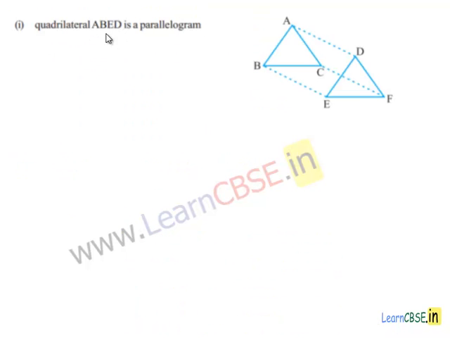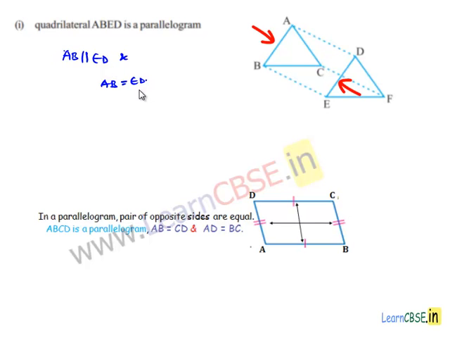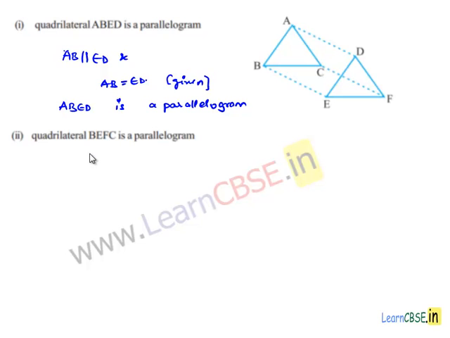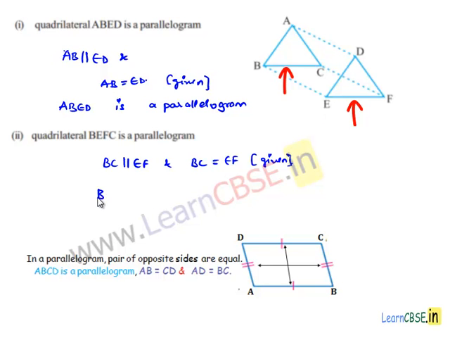In the first thing, he asked us to prove that quadrilateral ABED is a parallelogram. In order to prove this, let us consider the quadrilateral ABED. In this, he has given that AB is parallel to ED and also AB is equal to ED. Since the opposite sides are parallel and equal, we can say the given quadrilateral ABED is a parallelogram. In the second thing, he asked us to prove that quadrilateral BEFC is a parallelogram. Here he has given that BC is parallel to EF and also BC is equal to EF. So as the opposite sides are parallel and equal in a quadrilateral, we can say BEFC is also a parallelogram.